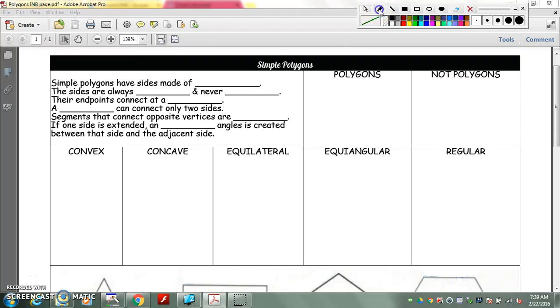Okay, today we're going to look at polygons and their angles. These are the notes that you have in class, so we're going to fill them in as we go today. Simple polygons have sides made of segments.